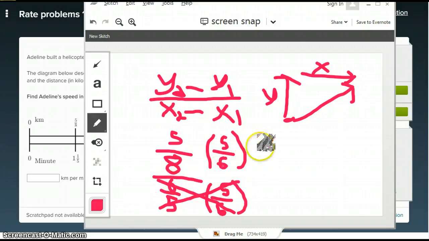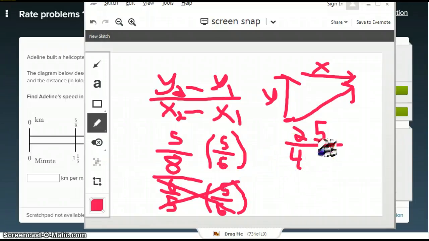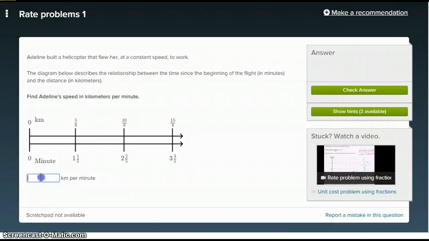Now, what you're left with is 25 over, and 8 times 6 is 48. Let's see if it likes that. 25 divided by 40. Oops. 25 divided by 48. Oh, it liked it.